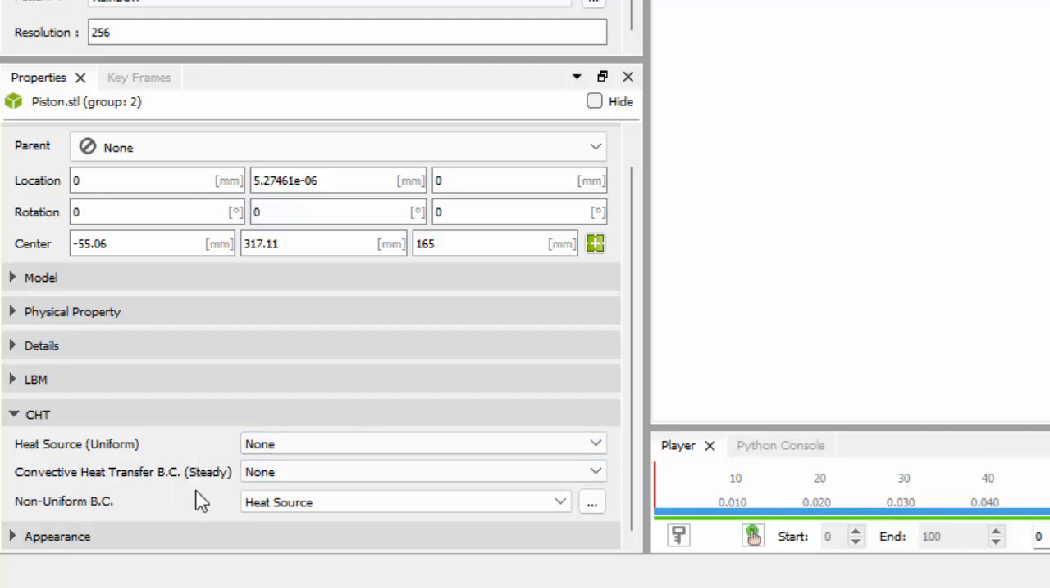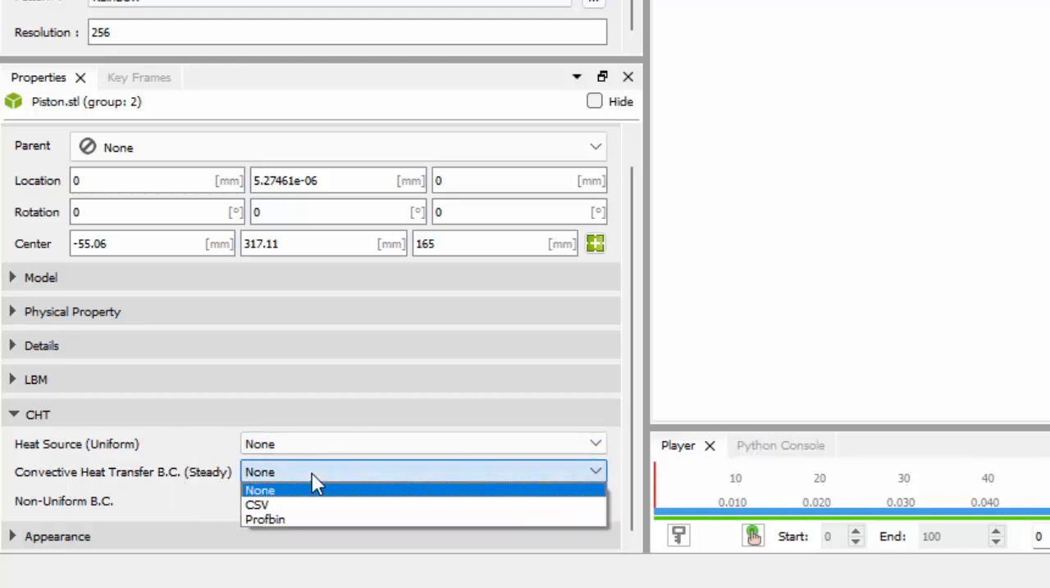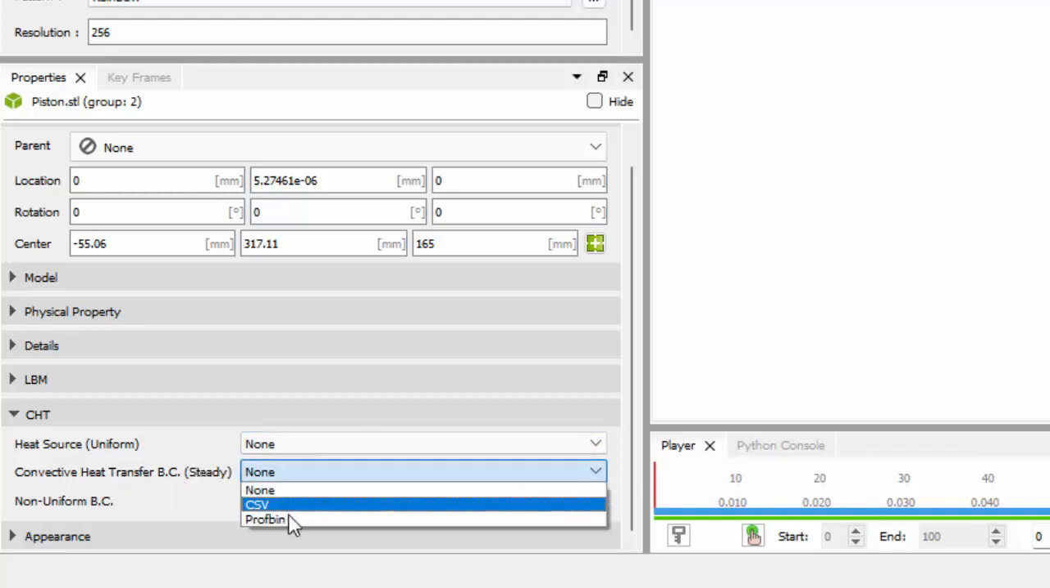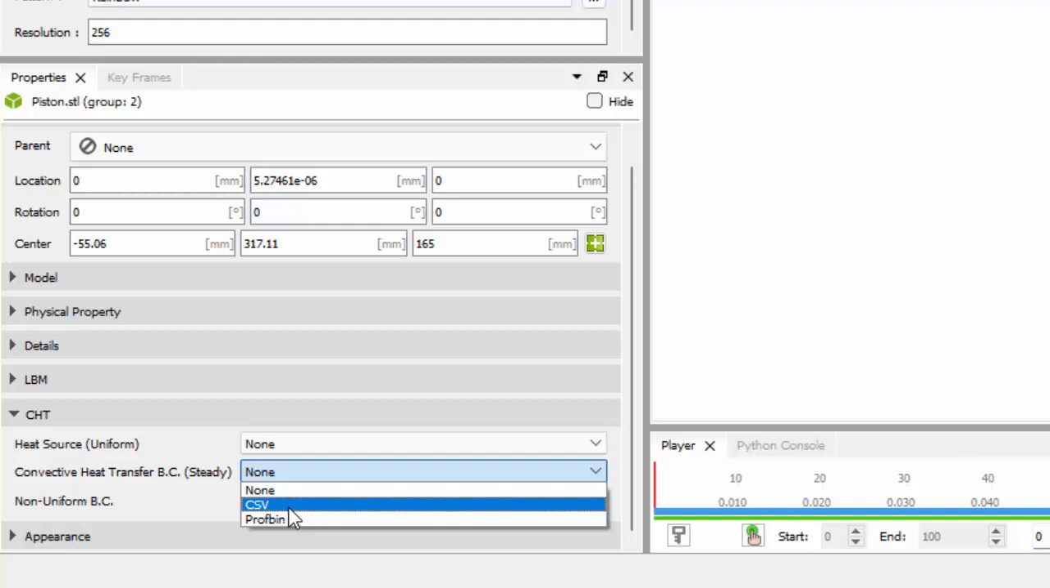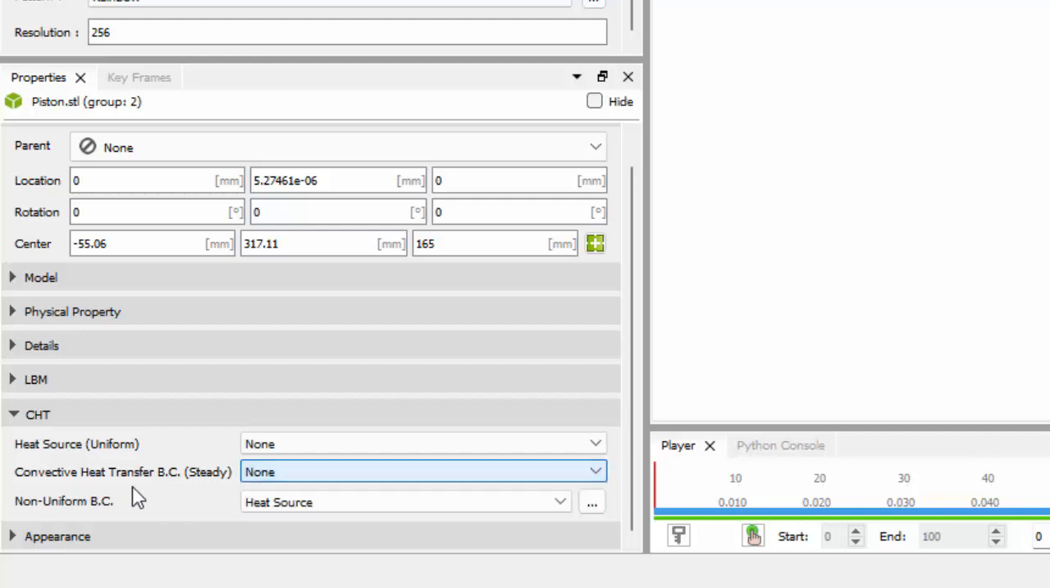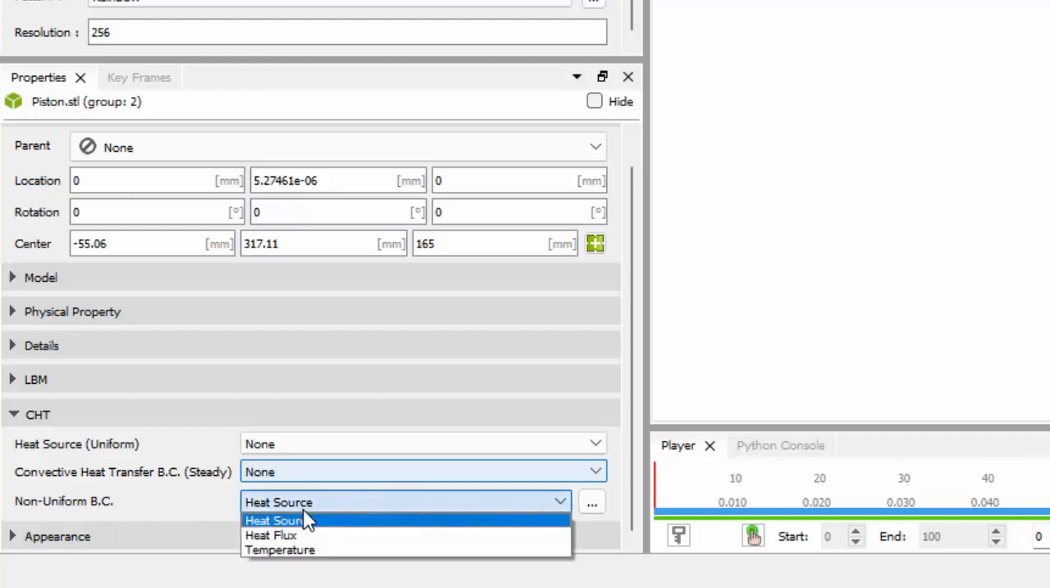However, this is only for steady-state simulations. Here we have the option of doing a CSV or using the mapping profile bin from a previous simulation. Please bear in mind that this needs to include both the heat transfer coefficient as well as the temperature in the mapping.